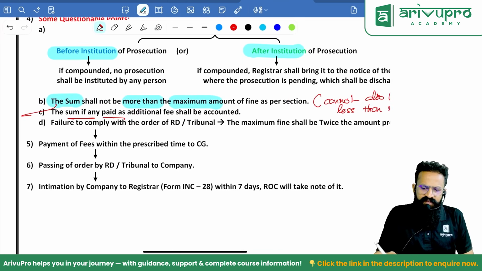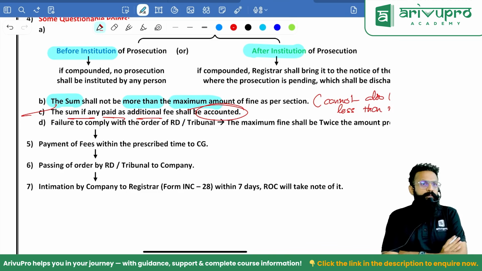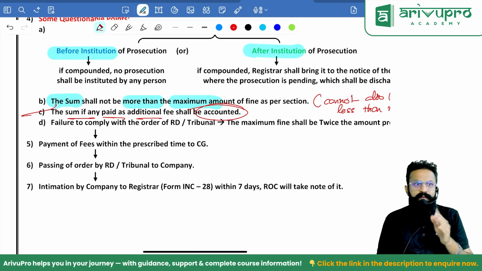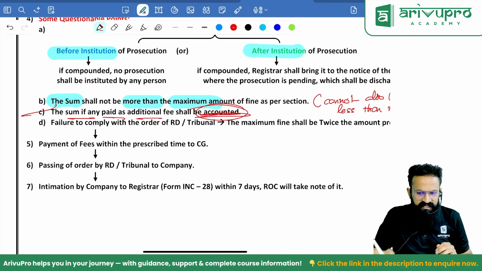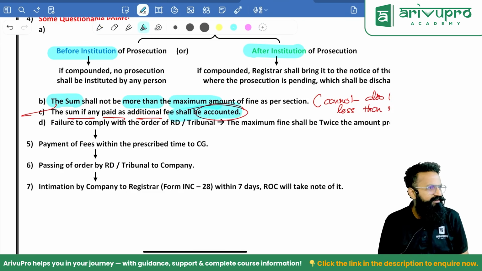The sum, if any, paid as additional fee shall be accounted. What do you mean by that, people? If you remember, I have to file my annual return within 60 days. If I don't file within 60 days, what is the consequence? Minimum fees is 10,000. Additional fees of 100 rupees per day. Let us imagine you have already paid it for some 30 days. That means you have already paid 3,000. That can be adjusted. That is accounted. Meaning if you have paid any additional fees, that is also similar to compounding, no? That is what they're telling you. It can be adjusted.